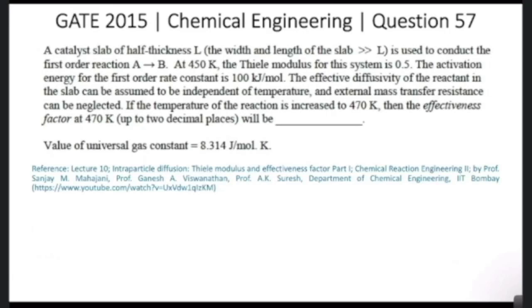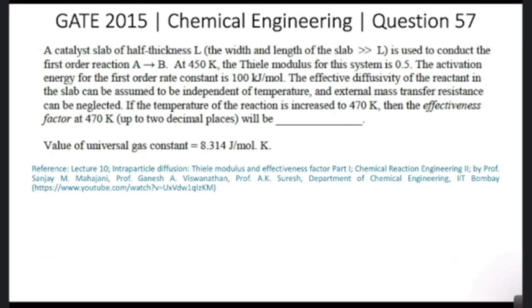This is a question from GATE 2015 from Chemical Engineering, question number 57. A catalyst slab of half thickness L, the width and length of the slab are very much greater than L, is used to conduct the first order reaction A giving B. At 450 Kelvin, the Thiele modulus of the system is 0.5. The activation energy for the first order rate constant is 100 kJ per mole.